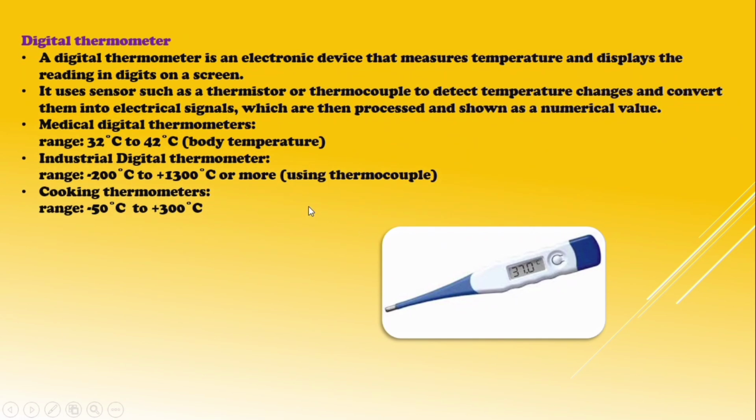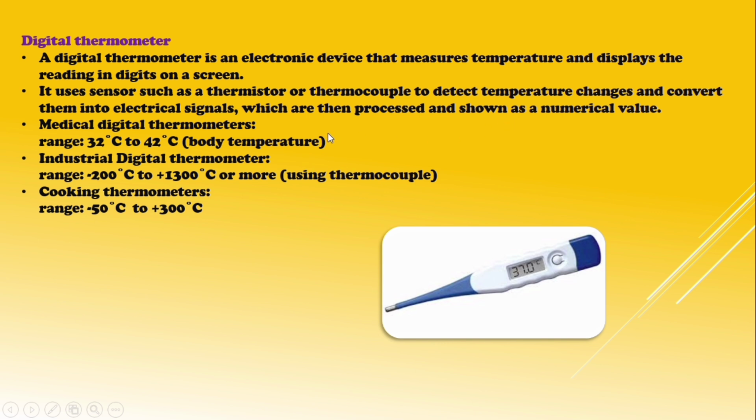Digital thermometer. A digital thermometer is an electronic device that measures temperature and displays the reading in digits on a screen. It uses sensors such as a thermistor or thermocouple to detect temperature changes and convert them into electrical signals, which are then processed and shown as a numerical value.